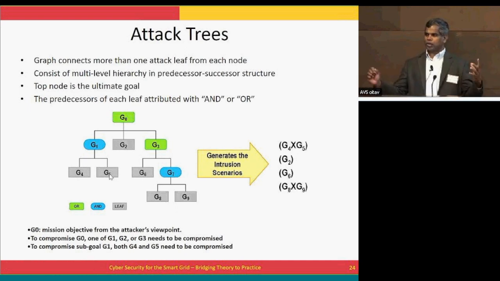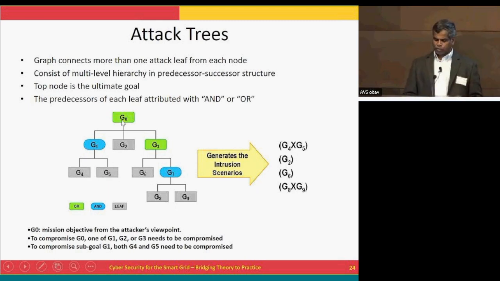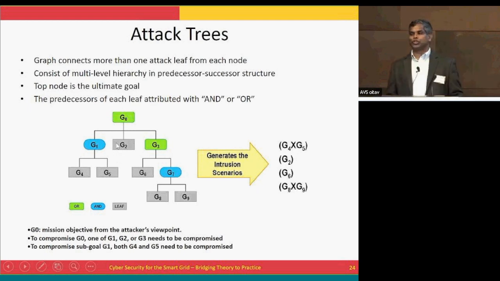If those two elements are compromised, that mission goal can be compromised, because this whole thing is valid. Or by compromising G2, the mission goal can be compromised. The third scenario is G6, because this is the OR gate, so G6 alone causes the mission to be compromised. The final one is G8 and G9, because this is an AND gate, then also the mission can be compromised.